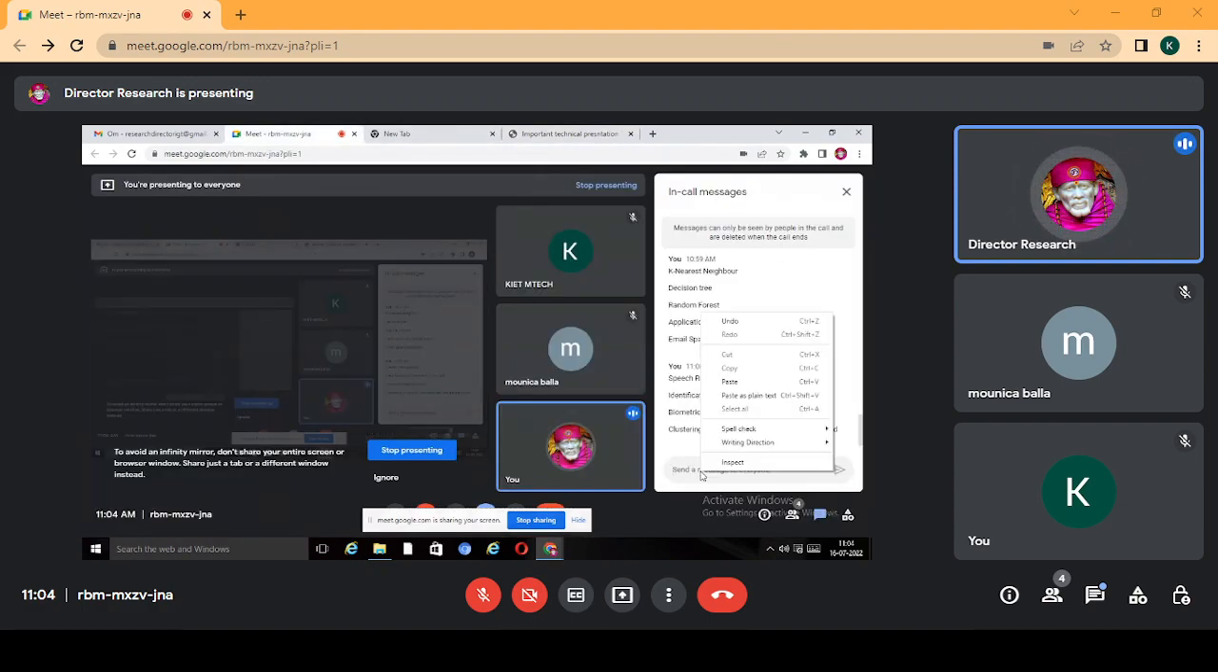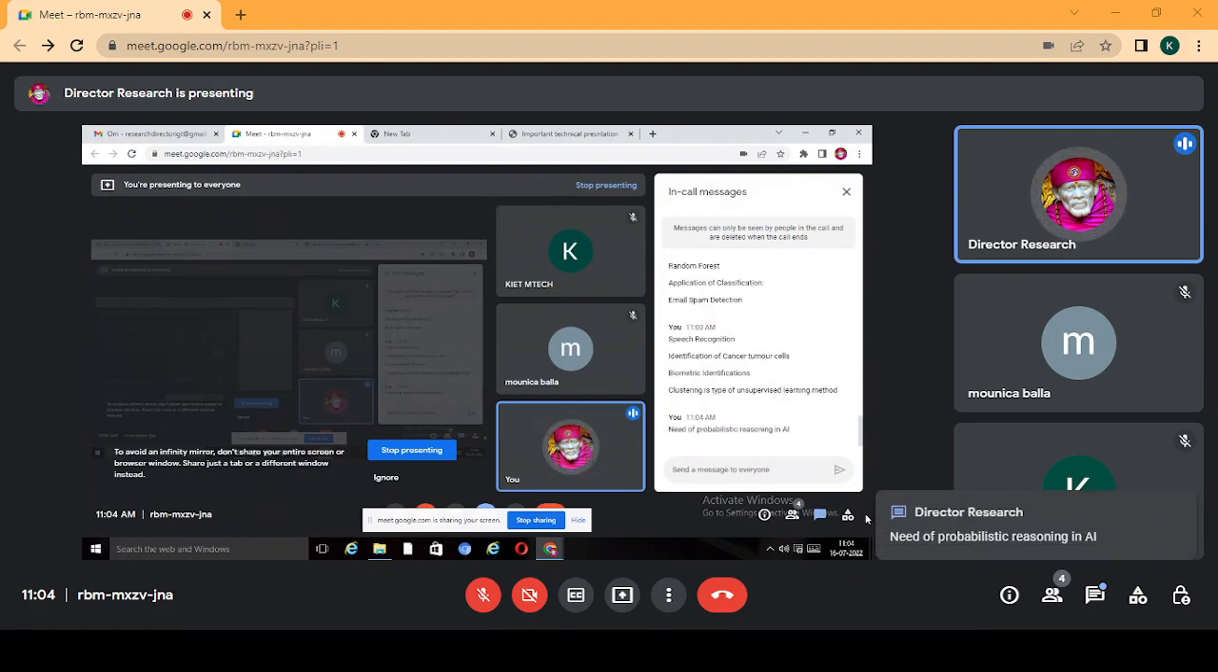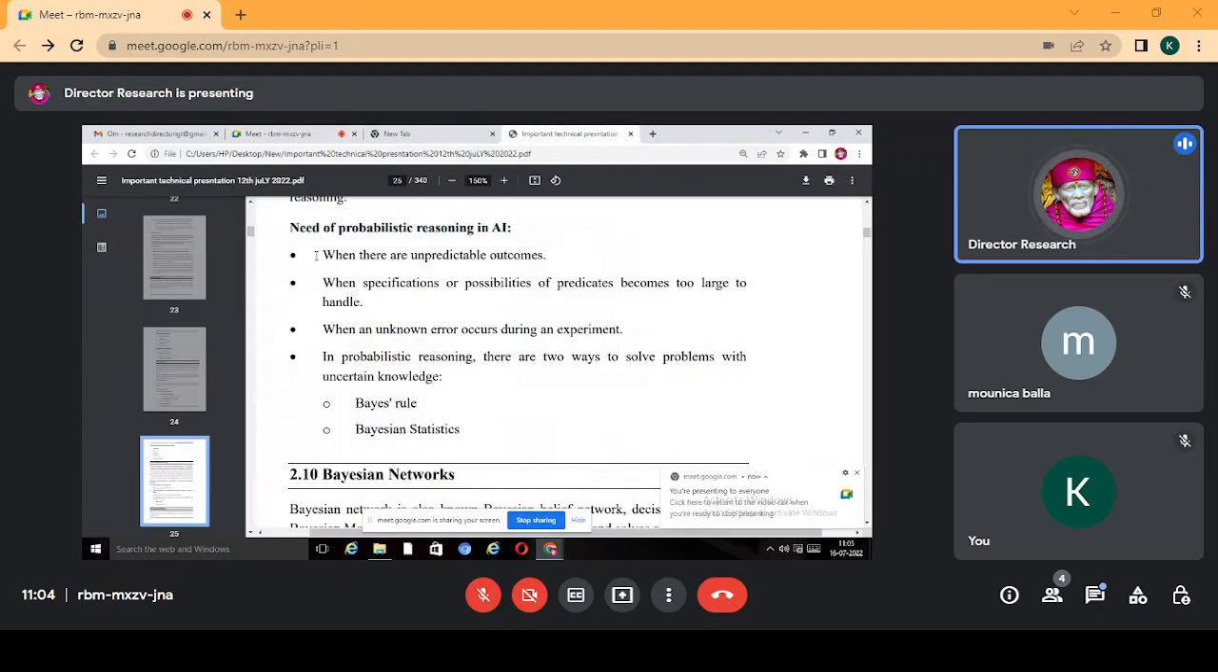Need for probabilistic reasoning in artificial intelligence. All of you observe my chat box very clearly. I am posting the practical oriented points, application oriented points, which I am working on practically. These points play an important role, so you should highlight or do more analysis and innovation on the practical oriented points. The first point is when there are unpredictable outcomes, the need for probabilistic reasoning in artificial intelligence.